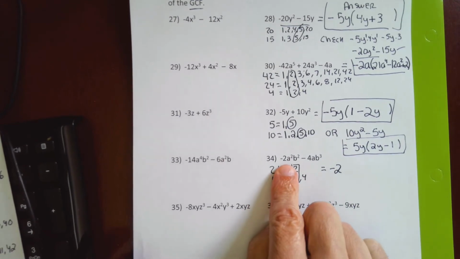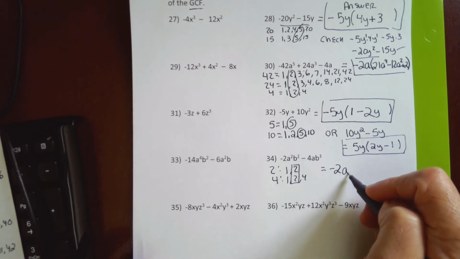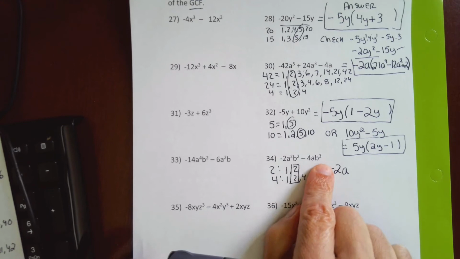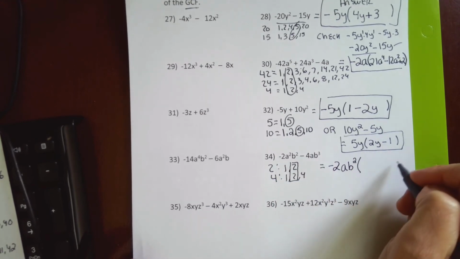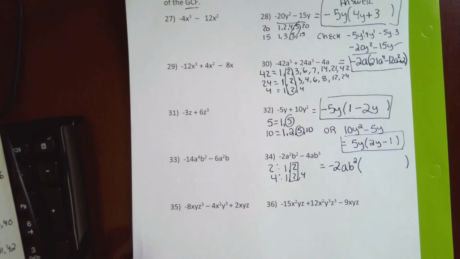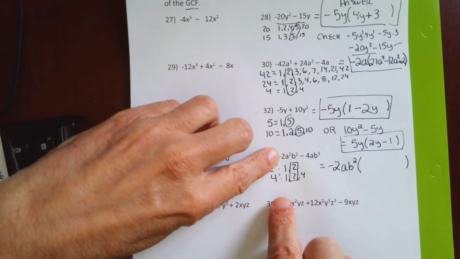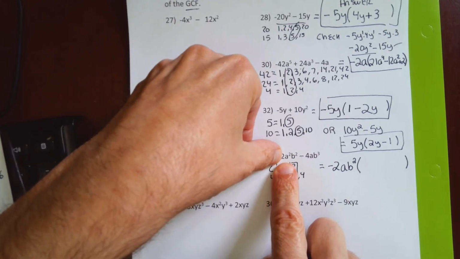Both terms have an a. The first has an a squared, the second has an a to the first. I'll take the smaller, a to the first. Both have a b, and the smaller exponent on the b is b squared. So my common factor is going to be a negative 2ab squared. Because I factored out a negative, I'm going to change that negative sign to positive. Because I factored out a 2, I'll divide that 2 by 2 and get a 1 that I don't need to write.